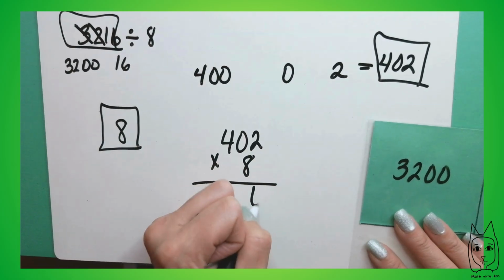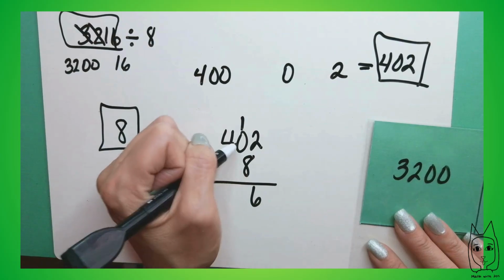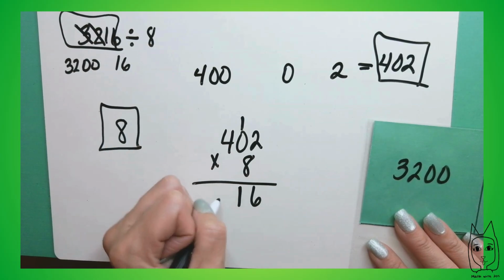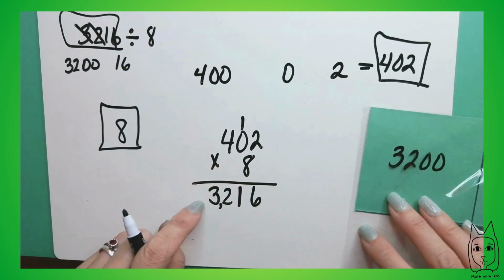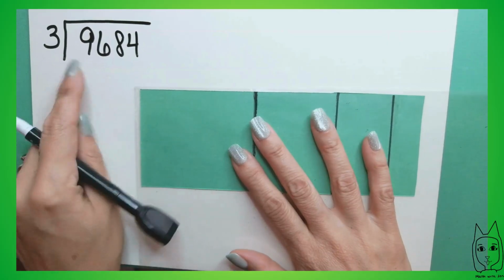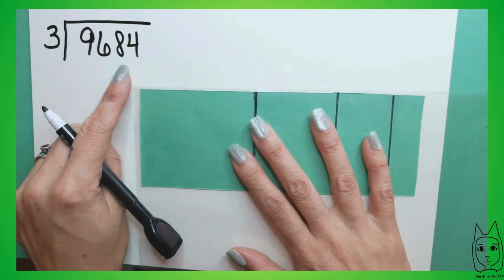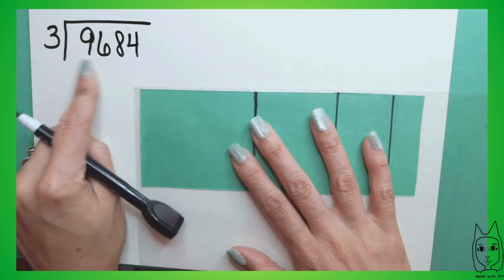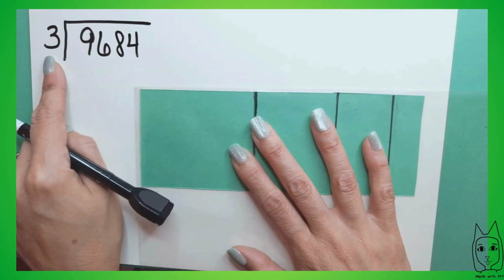8 times 2 is 16, write the 6, carry the 1. 8 times 0 is 0, plus 1 is 1. 8 times 4 is 32. And because it equals what we started out with, we know we did it right. This example, I wrote it a little differently. This is the other way you will see a division problem written. You'll have your dividend on the inside and your divisor on the outside.